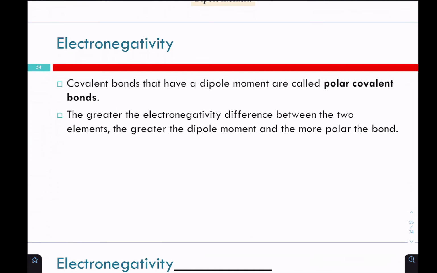For covalent bonds, which are in our molecular compounds, they have a polar covalent bond. So when there's a great or a moderate electronegativity difference between the two atoms, like hydrogen and oxygen, the more electronegative element has more of the electrons.